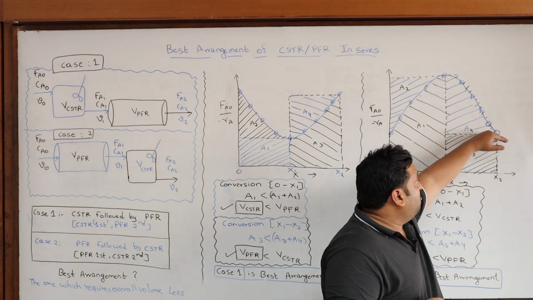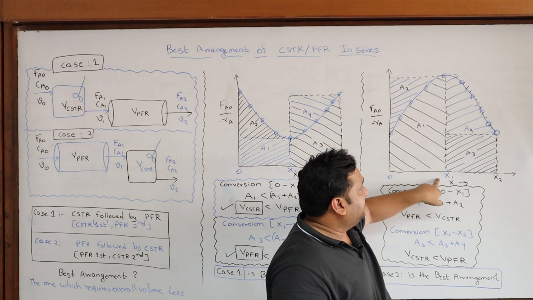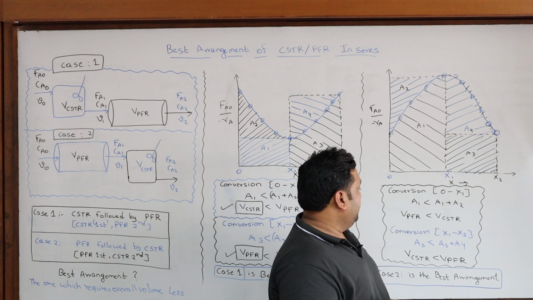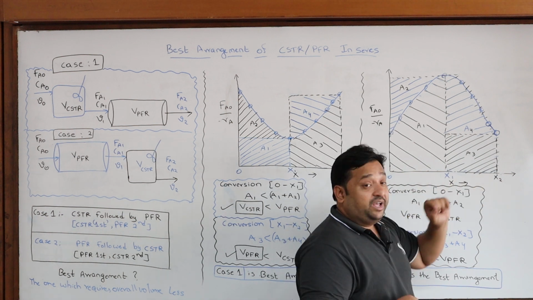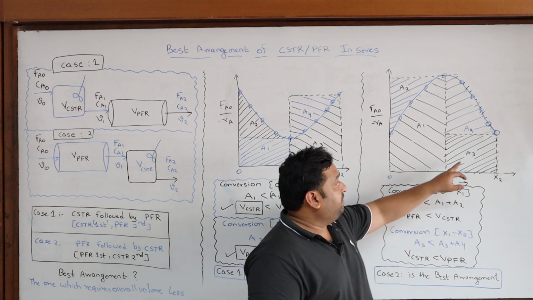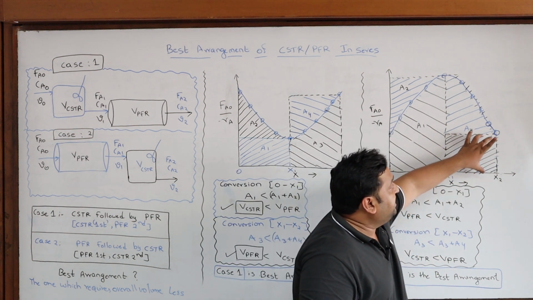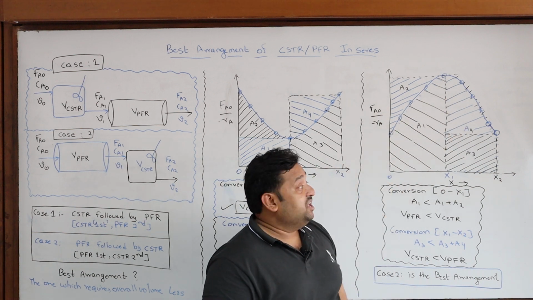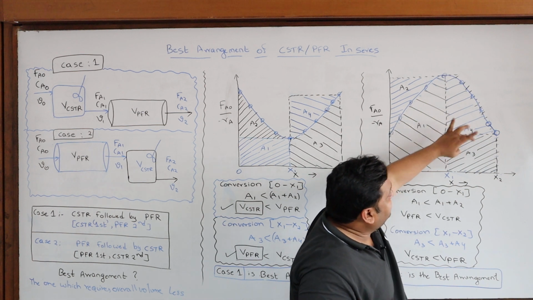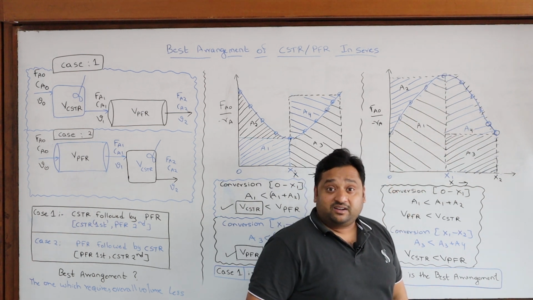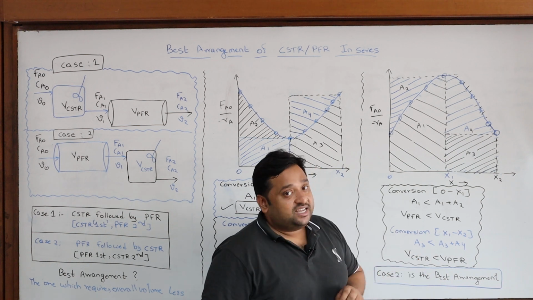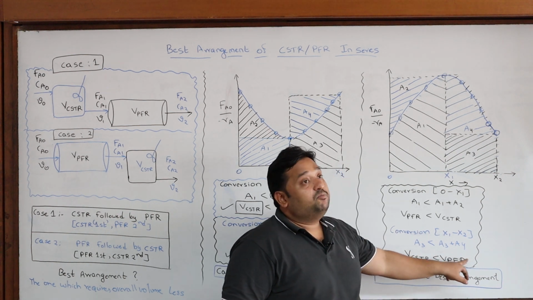From x1 to x2, for x2, draw a straight line. Wherever it touches the curve, draw a horizontal line till x1 and drop a vertical line. Now let us see. For the conversion x1 to x2, A3, that means the box area, is less than the area under the curve. The box area is A3, the area under this curve is A4 plus A3. That means A3 is nothing but the volume of the CSTR, which is less than the volume of the PFR.